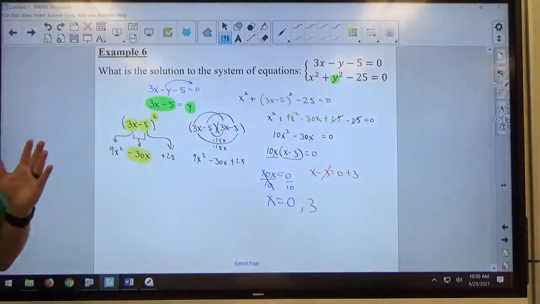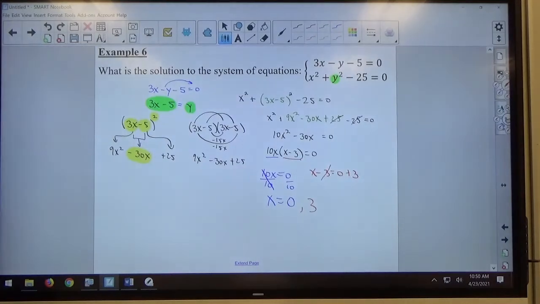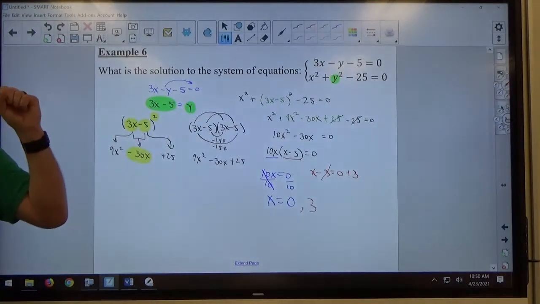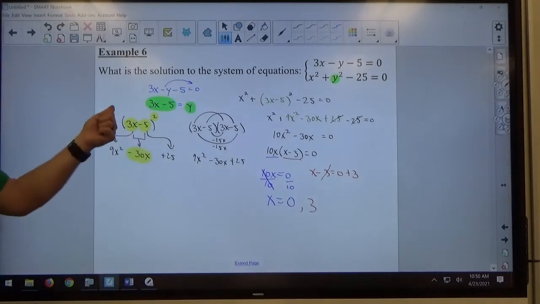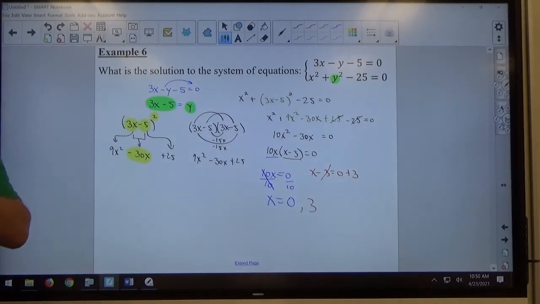I need to find x and y. So again, we had 3 possibilities: no answers, 1 answer, or 2 answers. I got 2 answers for x, which implies I'm going to get 2 answers for y, which means I'm going to get 2 points of intersection.